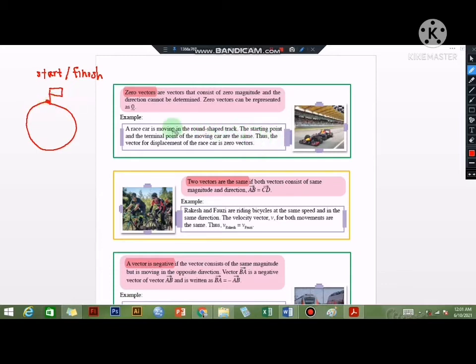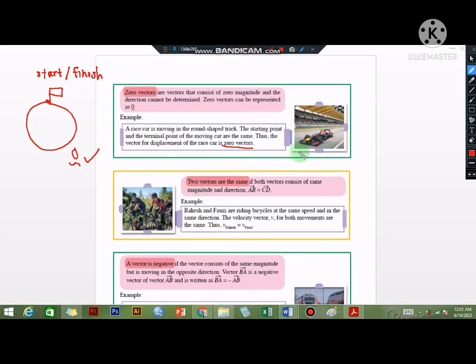Thus the displacement vector of the race car is a zero vector. So the displacement for the racing car is zero. This is an example of a situation for a zero vector. Okay, remember? Let's look at the next one.